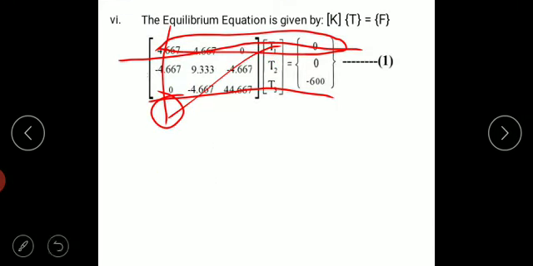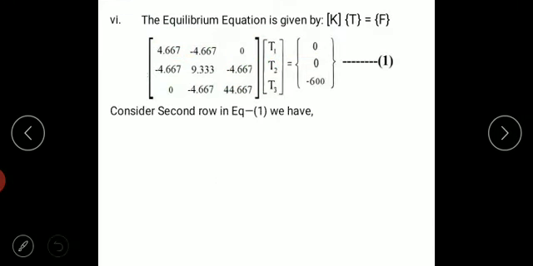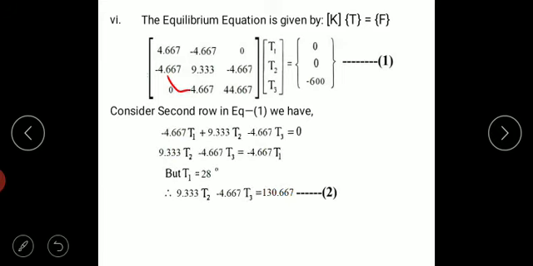I have only option with what? Only at row 2. So now considering row 2, we have minus 4.667 T1 plus 9.33 T2 minus 4.667 T3 is equal to 0. In this equation, if I substitute the T1 value, I know T1 is 28 degrees Celsius, I'll get 9.33 T2 minus 4.667 T3 is equal to 130.667. Now I will eliminate the first row and first column.